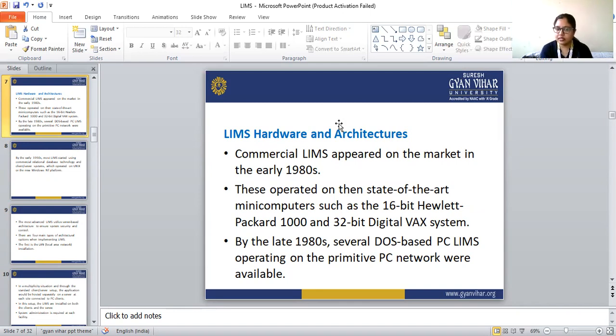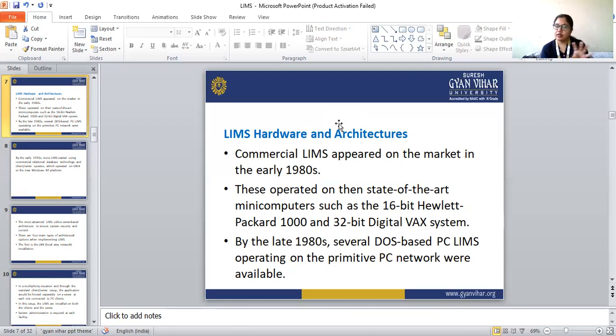By the late 1980s, several DOS-based PC LIMS operating on the primitive PC network were available. So in the early 1980s, we were using the LIMS on the mini computer. But in the late 1980s, several operating system based PCs became available, and through those DOS-based PCs, the LIMS could be operated. DOS means the operating system. So several operating system PCs were available for operating this LIMS.